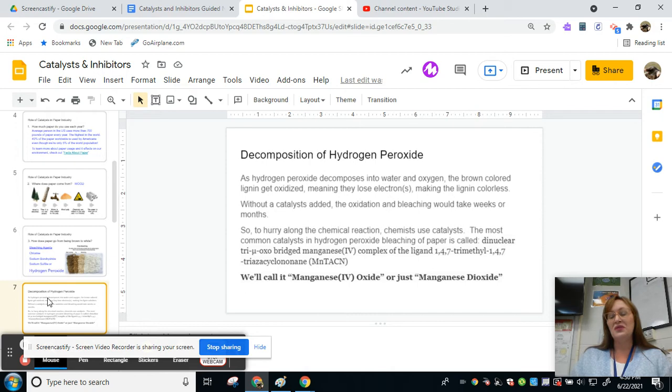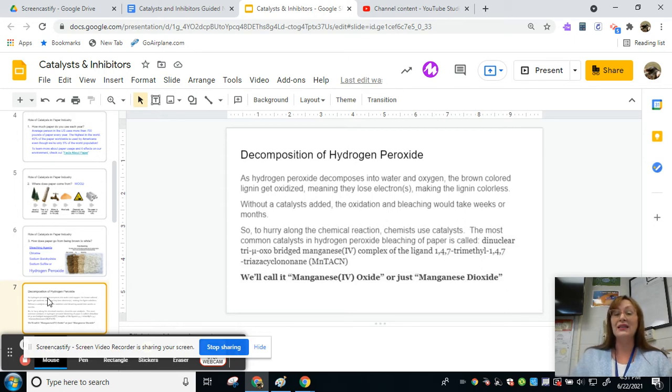So if we weren't using any sort of catalyst, and we were just using the hydrogen peroxide as a bleaching agent, it would take weeks or months to convince all of that lignin to give up its electrons so that it would turn colorless. Obviously, in industry, we want to make money. Time is essential. We don't want to wait weeks or months to bleach out our paper. We want to put the chemicals on it and be done. So chemists add a catalyst. A catalyst is something that's going to speed up the rate of the bleaching process.